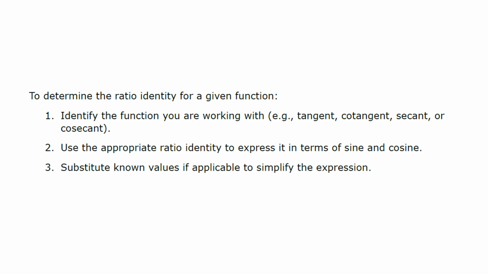So here are some steps to help you determine the ratio identity for a given function. Number 1, you'll identify the function you're working with, whether it's tangent, cotangent, secant, cosecant. Number 2, you'll use the appropriate ratio identities to express it in terms of sine and cosine. And then number 3, you'll substitute known values if applicable to simplify the expression.